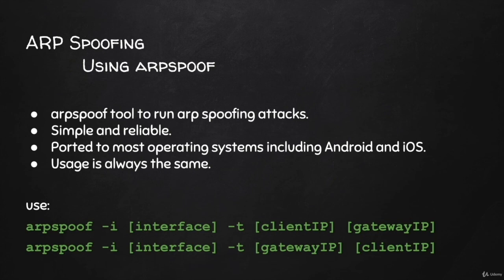So, you can only use this tool to redirect the flow of data and make it flow through your computer, and then you'll have to use another tool, like a packet sniffer such as Wireshark, to analyze this data and do more stuff with it. And we'll cover all of this later on in the course. Now, using ARP Spoof is very simple.